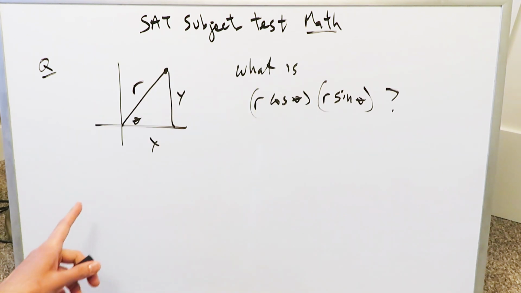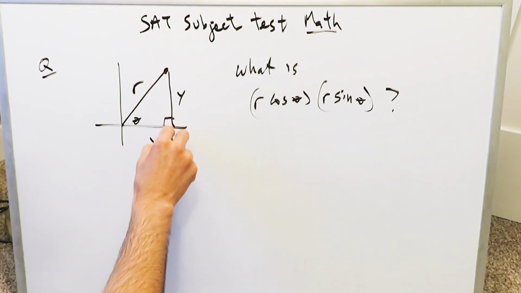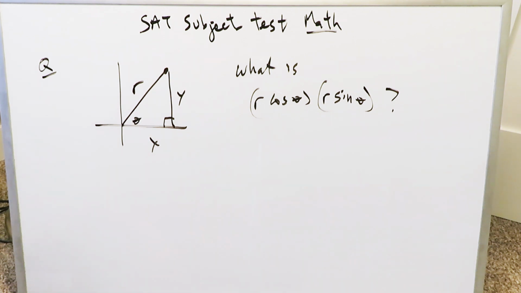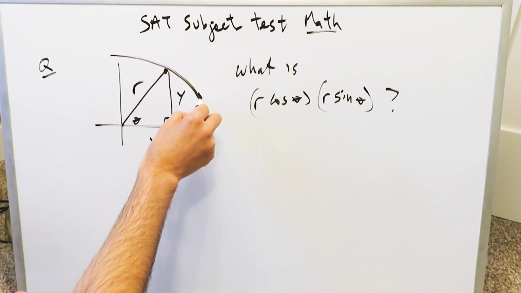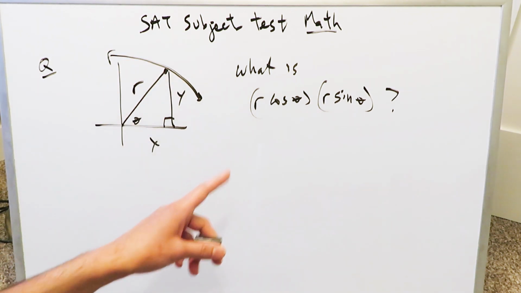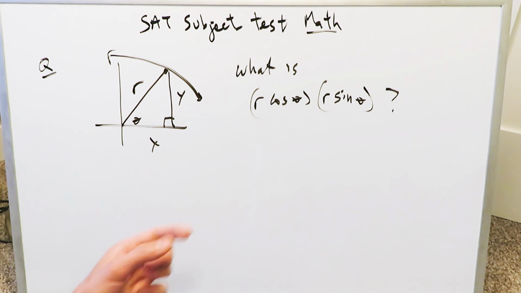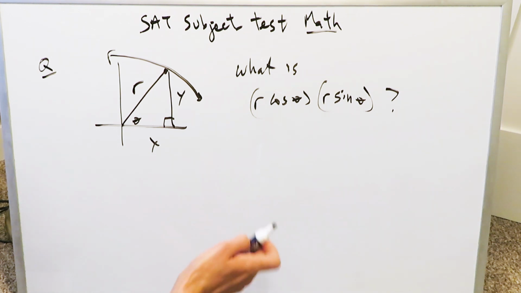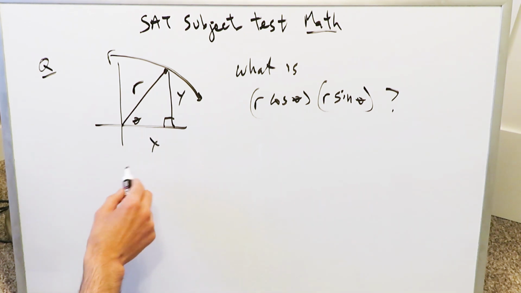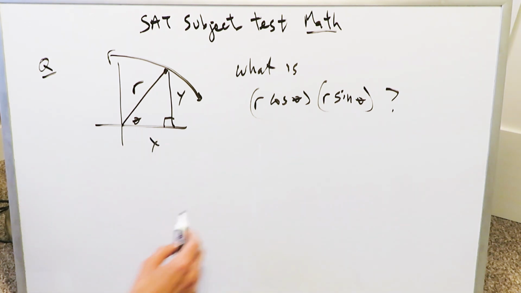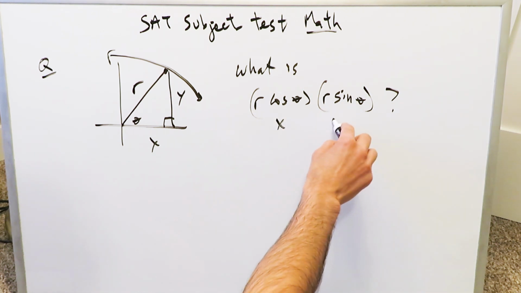Right here we have this representation of a right triangle, x, y, theta, and r. You know this right here is usually coming off a unit circle. Anyhow, what is r cosine theta times r sine theta? What is the value of that? You have to identify it from your list of possible values, your answer choices. You know r cosine theta represents your x dimension. The r sine theta represents your y dimension.